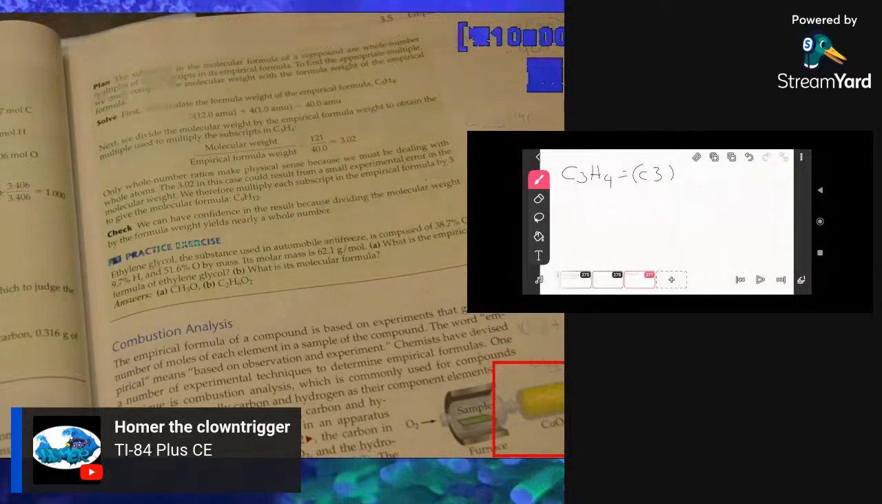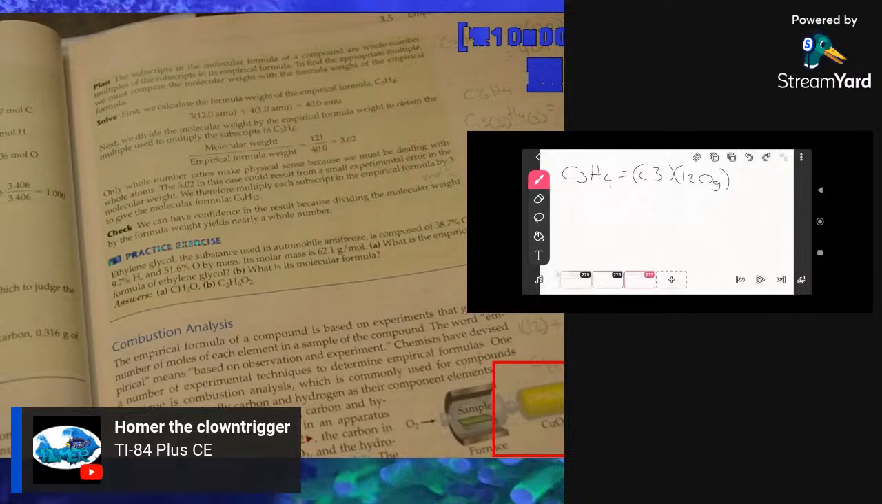And then carbon weighs 12 grams in the periodic table. That's where I got that 12. So this is all I'm doing. See that? Carbon, and carbon weighs 12.